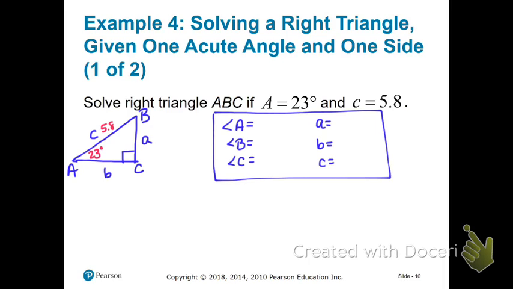Well, we already know angle A is 23 degrees. And we know side C is 5.8. So now we just got to find the rest. Preferably using what we've been given, if at all possible. Because when we find another angle or we find another side, if we use that, we take a chance that we made a mistake. We're going to carry our mistake along with us, okay? So what do you want to find first?